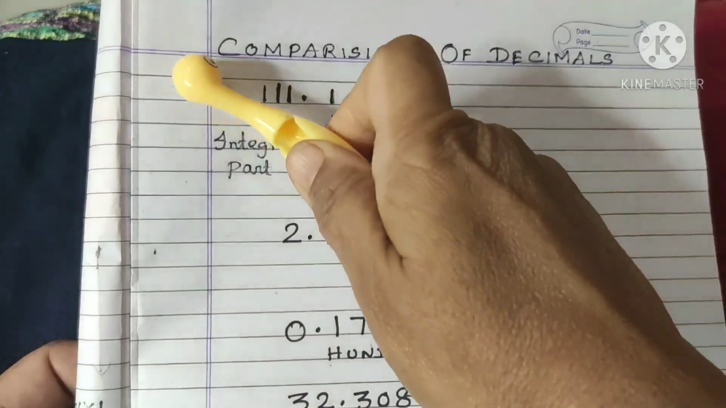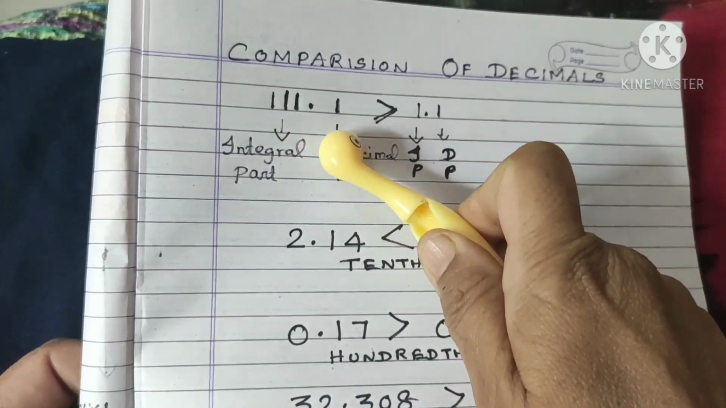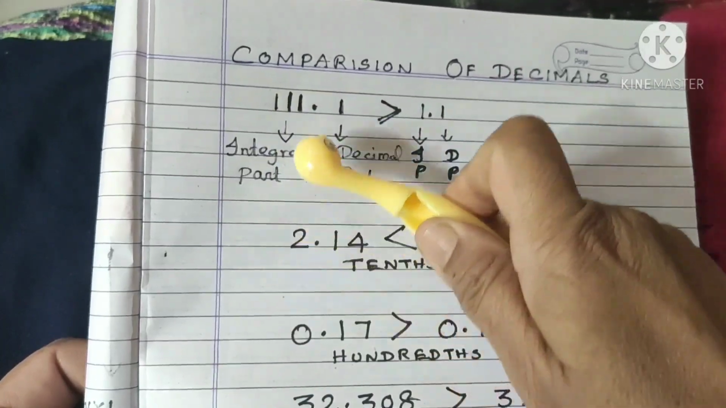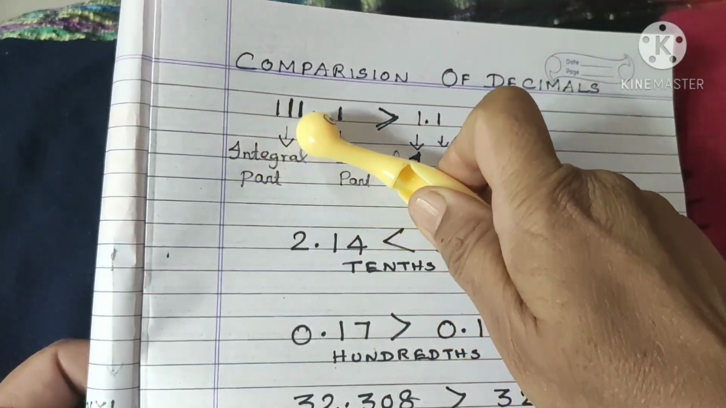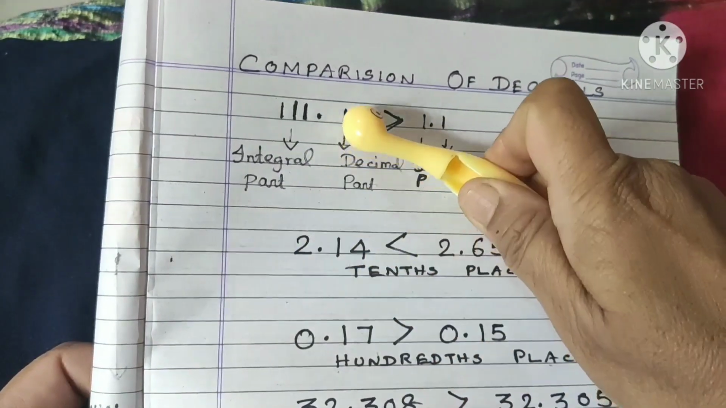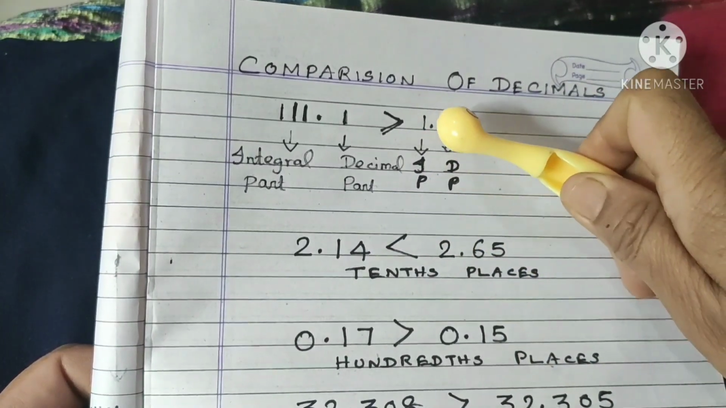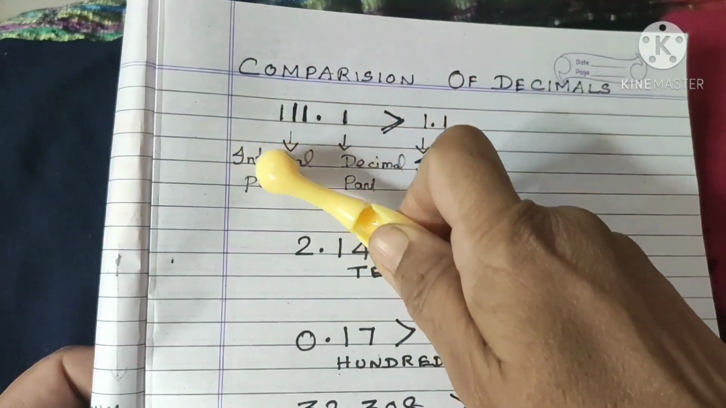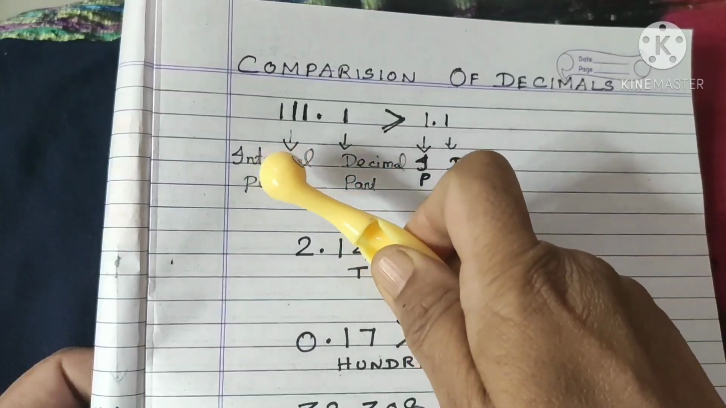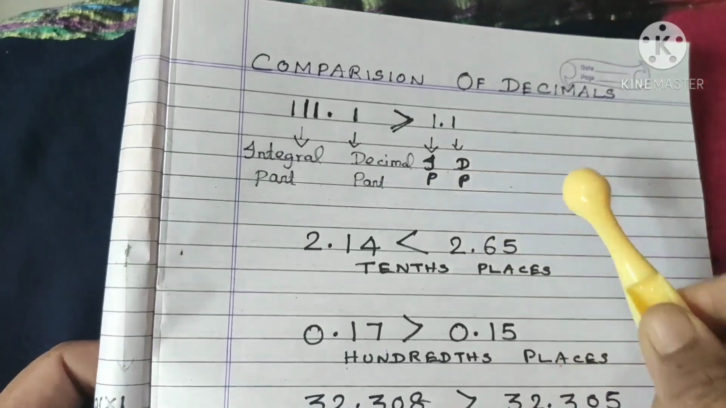Let us learn about the comparison of decimals. 111.1, 1.1. First you have to compare the integral part. The whole part is also said to be the integral part. The integral part is 111 and the decimal part is 1. Here the integral part is 1 and the decimal part is 1. So first you compare the integral part. 111 is greater than 1. So 111.1 is greater than 1.1.